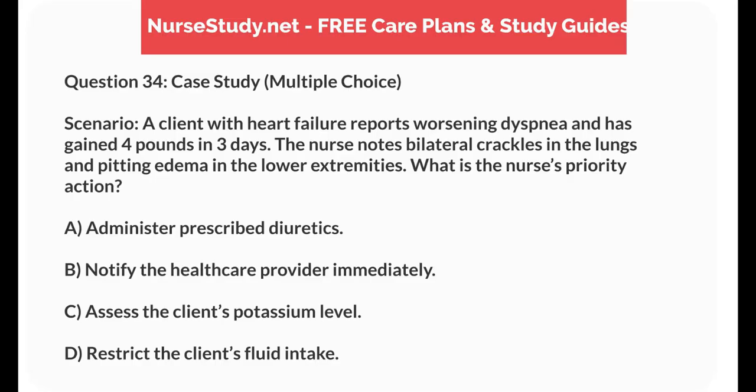Question 34, Case Study, Multiple Choice. Scenario: a client with heart failure reports worsening dyspnea and has gained 4 pounds in 3 days. The nurse notes bilateral crackles in the lungs and pitting edema in the lower extremities. What is the nurse's priority action?